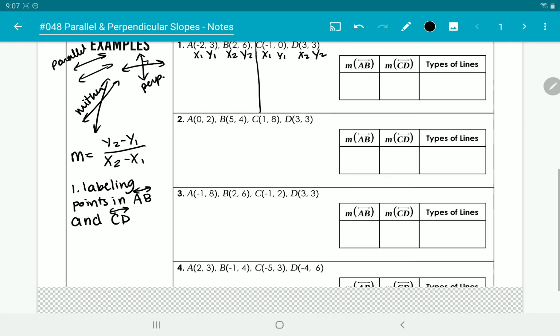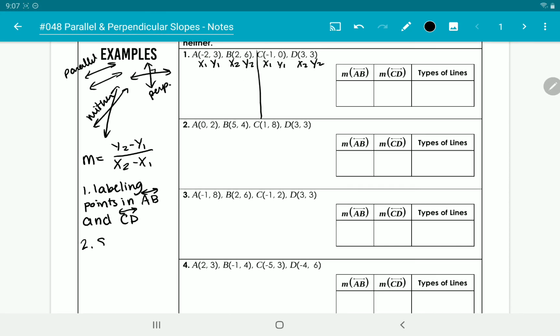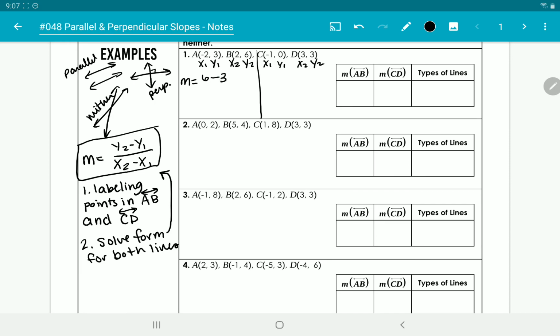Okay, then you're going to solve for slope. So solve for m, you're going to use this formula, okay? And then you're going to do that for both lines. So here I'm going to show you this slope here, y2. We see y2 is under the 6, so we're going to put 6 minus y1. y1 is 3 because it's underneath the 3, divided by x2 is 2 minus x1 is negative 2.